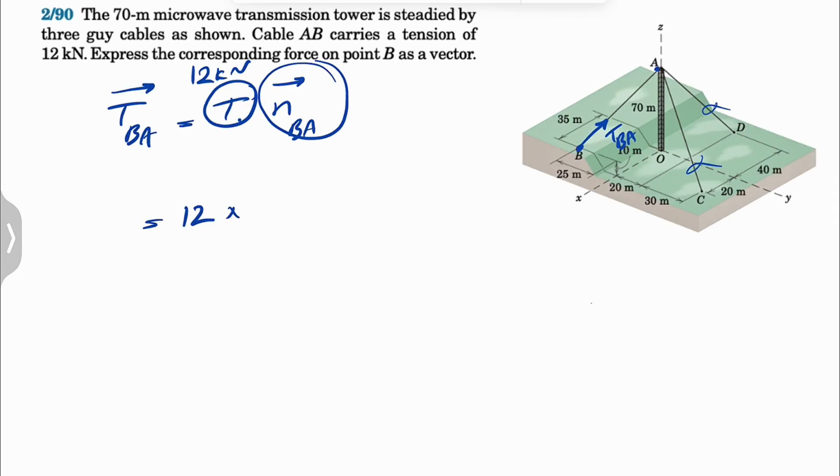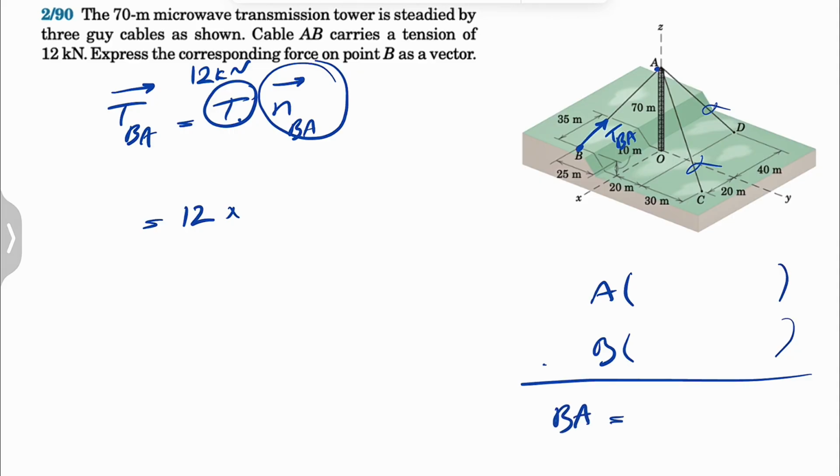the unit vector of BA. We need the coordinates of the ending point, which is our A, and coordinates of the starting point, which is B, and our BA would be basically A minus B, and we have XYZ for each. So let's figure out the XYZ for each of them. If you look at A, we can see that the point is on the Z-axis, meaning there is no X and Y, and the Z would be this height, which is 70.